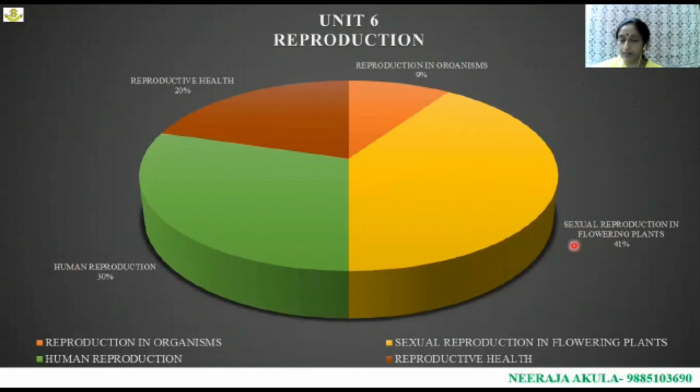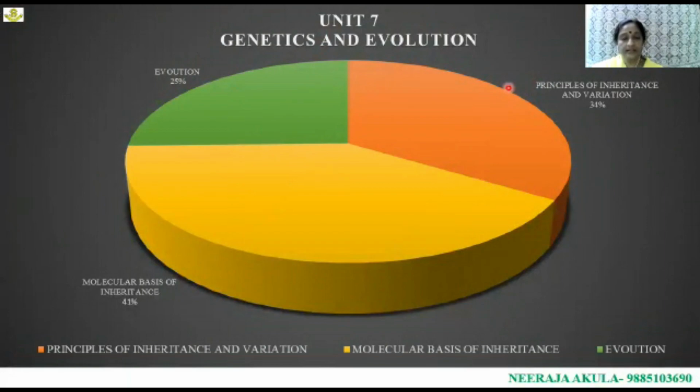From this unit, more bits appeared in the previous papers from sexual reproduction in flowering plants. I am giving the analysis with respect to the 6 papers alone. Keep that in your mind. And then the next one, Unit 7, Genetics and Evolution, which has 3 chapters: Principles of Inheritance and Variations, Molecular Basis of Inheritance, and Evolution. More bits came from molecular basis of inheritance.